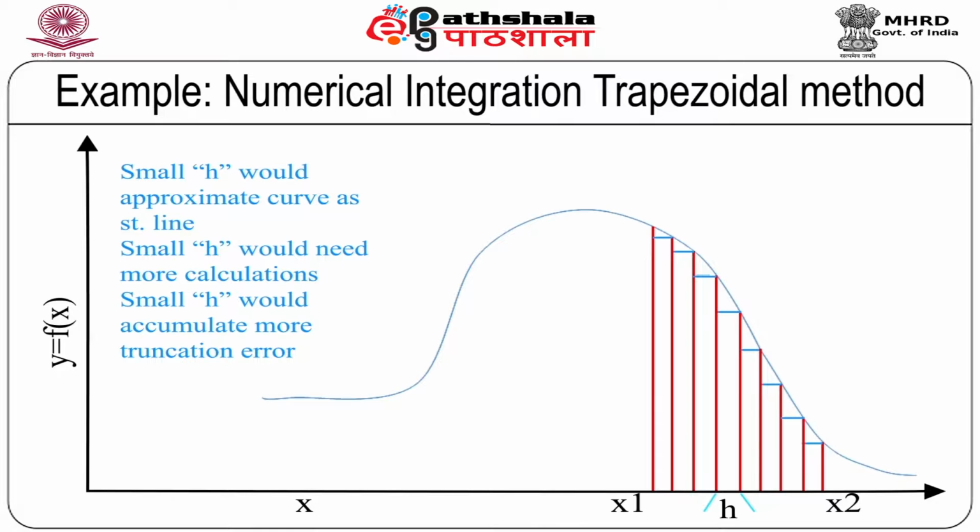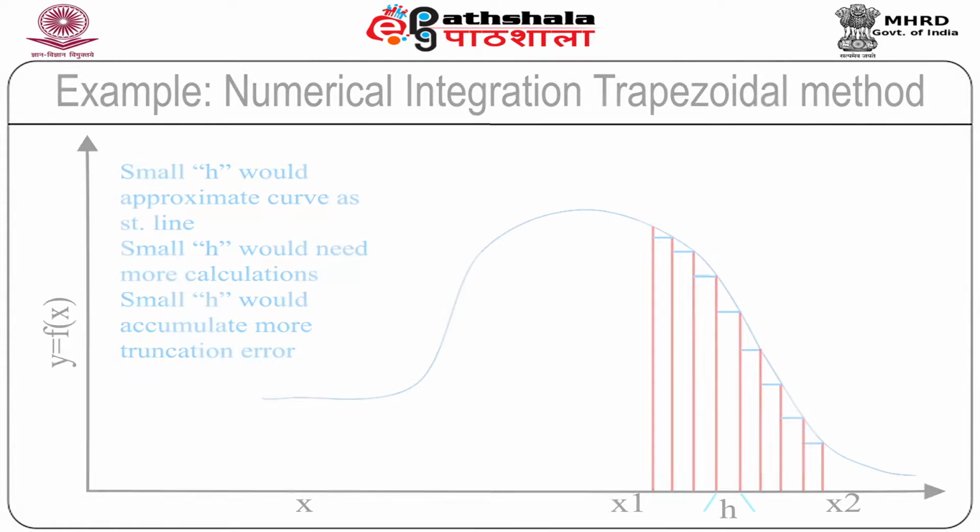Small h, in that case, approximates the curve as a straight line. But small h will accumulate more errors also, because in the computer we have a fixed precision. So if we make small values of h, then we have to make many calculations. Each of these calculations will lead to some error, and we will have to accumulate all these errors to calculate the integration. So we have to go to an optimum value of h for which we can calculate the total integration area sufficiently accurately.